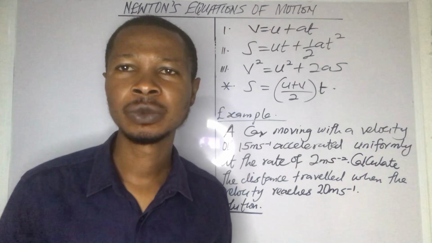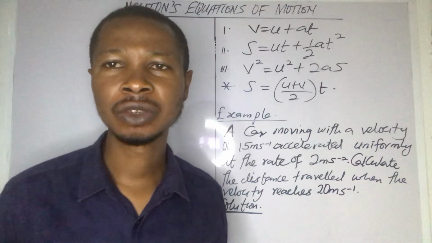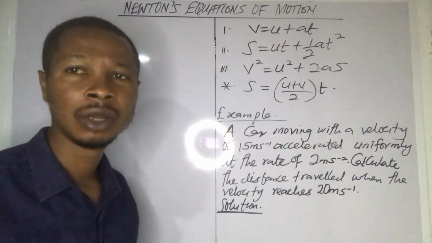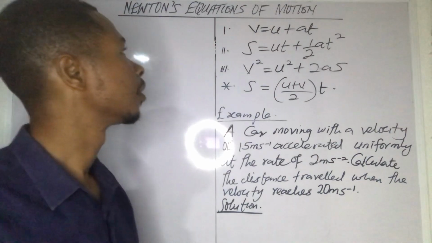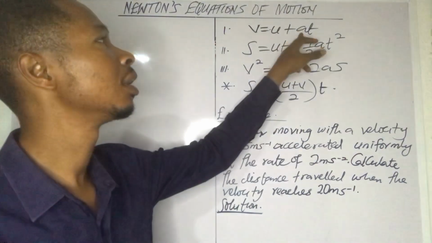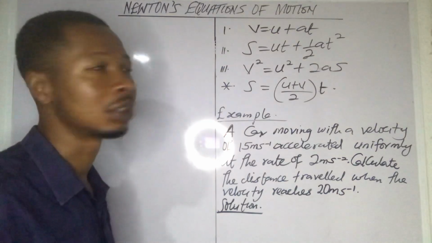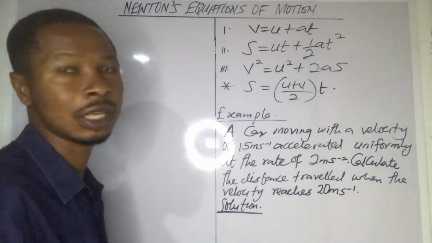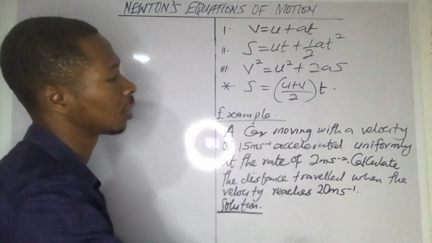In today's lesson, we are looking at Newton's equations of motion. And these are Newton's equations of motion, where all the parameters have their usual meaning. V is final velocity, U is initial velocity, A is acceleration, T is time, and X is distance. So those are the parameters.